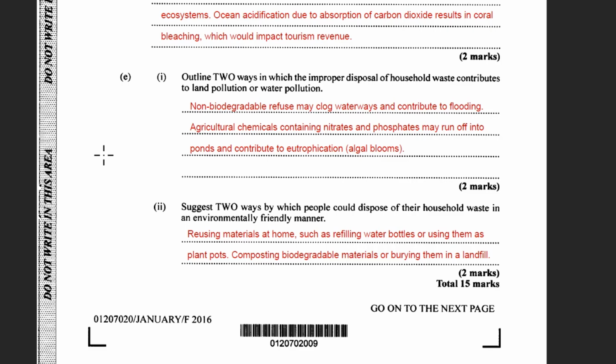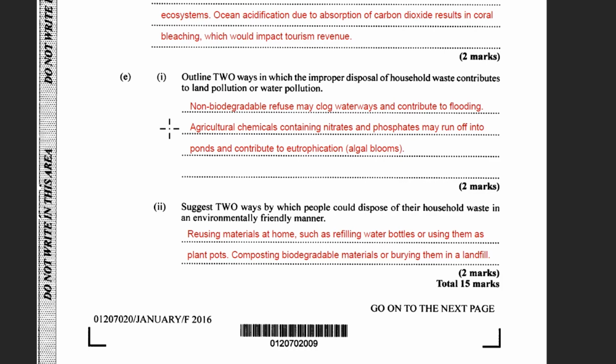This could be basically littering, or it could be runoff of agricultural products or runoff of detergents or anything like that, basically dumping all these things into the water. Well, non-biodegradable refuse or waste may clog waterways and contribute to flooding because they take a very long time to break down. This would be plastic bottles, glass bottles, and so on.